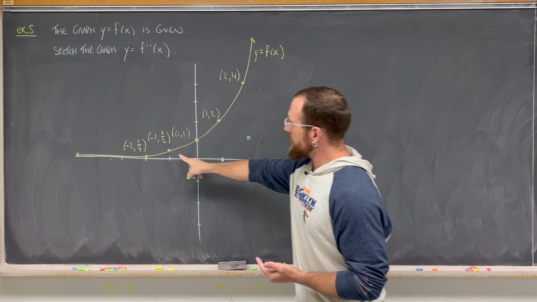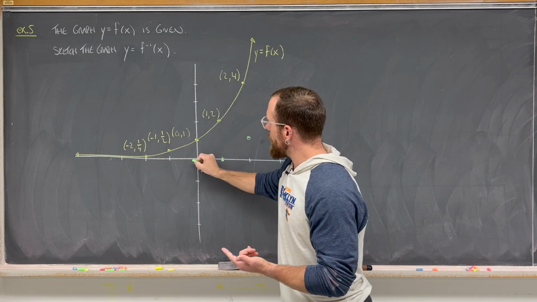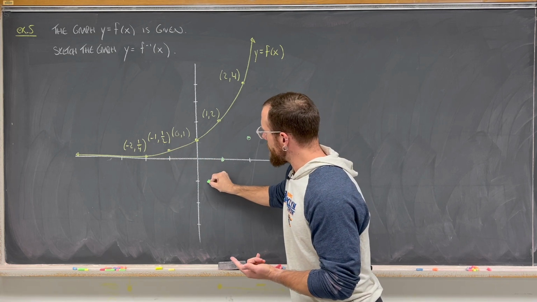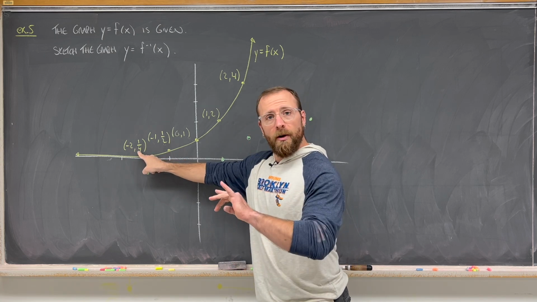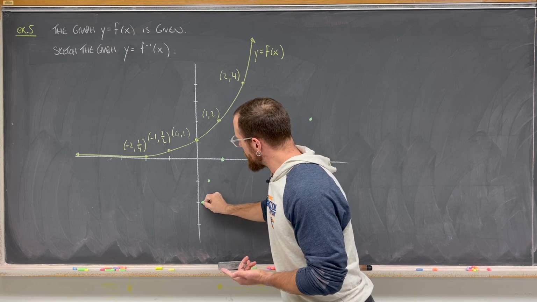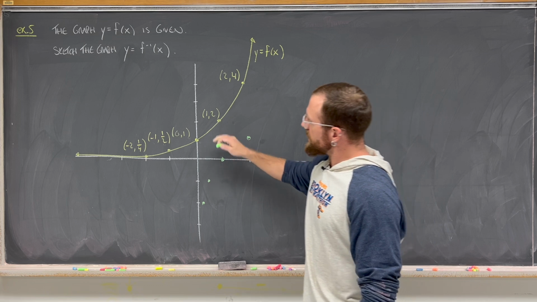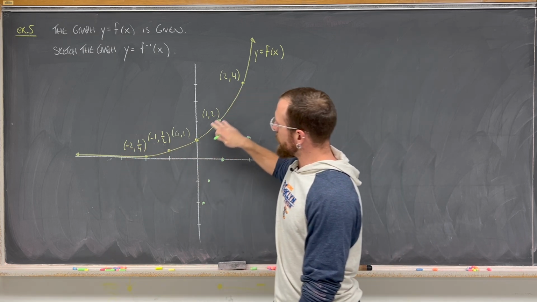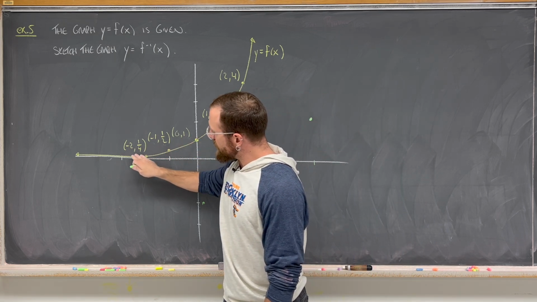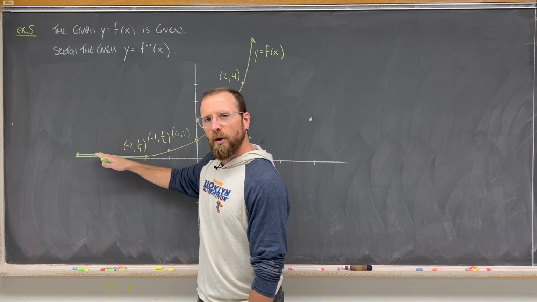And this point here, negative 1, 1/2. I've switched the x and y coordinates. I get 1/2, negative 1. Negative 2, 1/4. I switch the x and y. I get 1/4, negative 2. And of course, I can now just connect the dots. But notice that this yellow graph is getting closer and closer to the x-axis as I go to the left. It's becoming more and more horizontal.